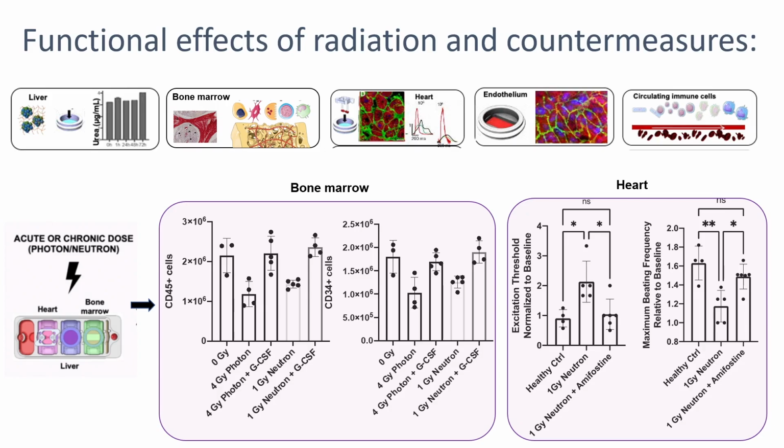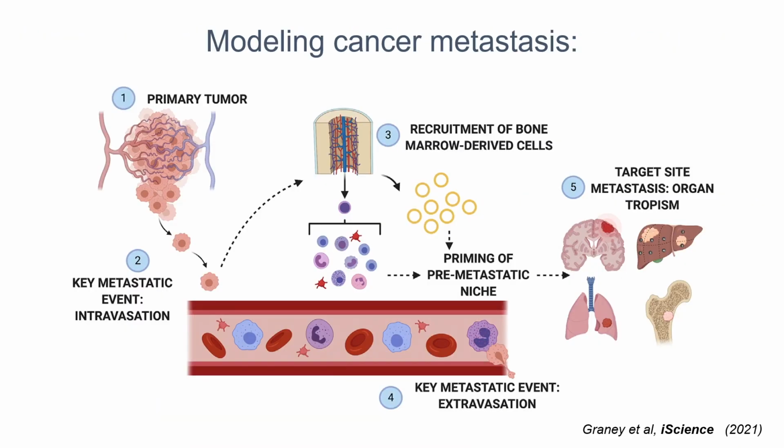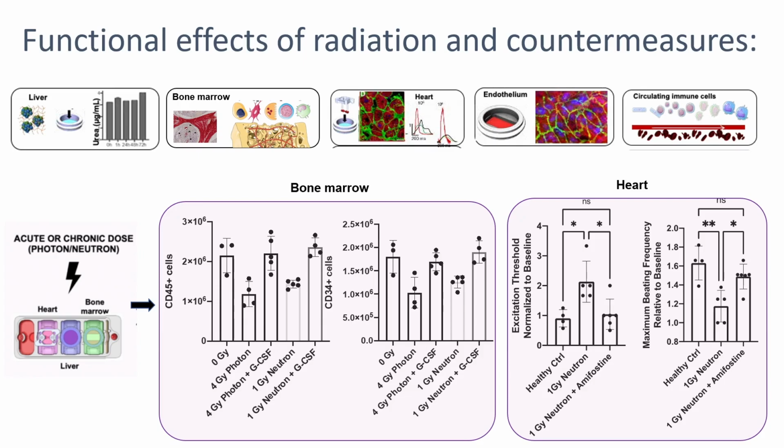So just a snapshot of what we found here. Very simple platform. So we have heart, liver, and bone marrow, and then endothelium is present here. Circulating cells are present here. And so what we have done is the control, so not irradiated, nothing bad happened to this platform. And then we had different types of radiation, neutron and proton, and we had different levels of radiation.